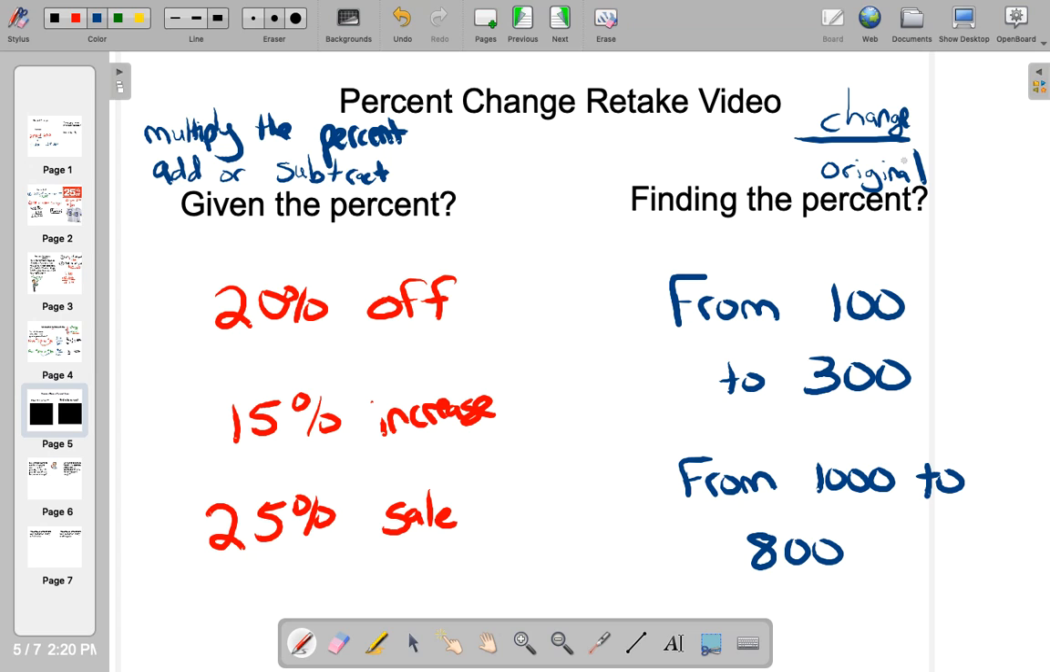Now, this page is very important. So if you bring this page to your teacher right now, they will give you some classroom currency.